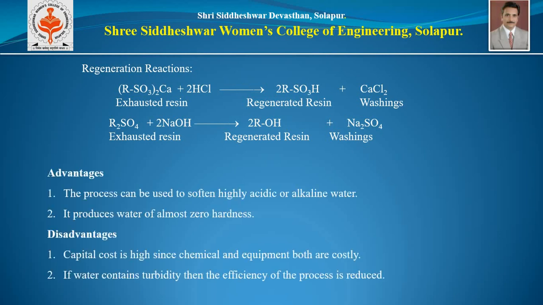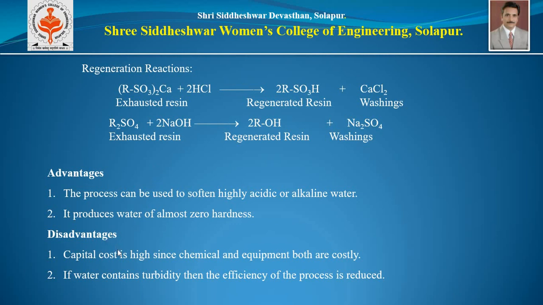Now, what are the advantages of this process? The process can be used to soften highly acidic and alkaline water also. It produces water of almost zero hardness. And as compared to the zeolite process, we can remove both parts of the salt. So the salt is completely removed from the hard water.